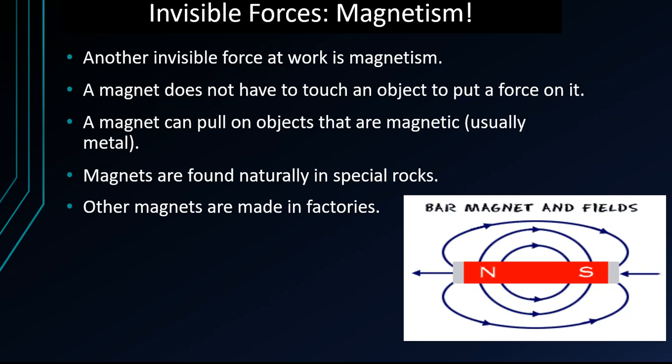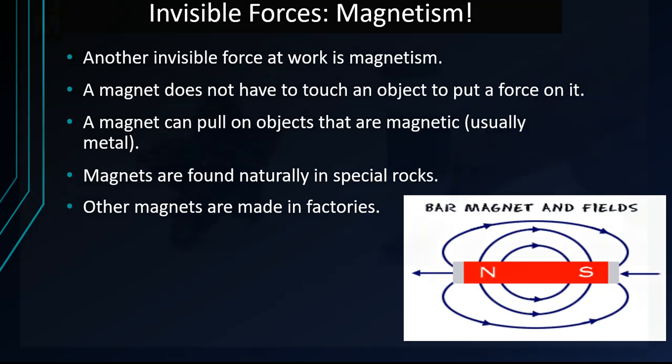The way they make them actually is to take a piece of metal that has the capability of being a magnet and run a bunch of electricity through it. It's like electromagnetism. It turns out electricity and magnetism are very much related to one another. So if I run a lot of electricity through a piece of metal, I can actually turn it into a magnet.